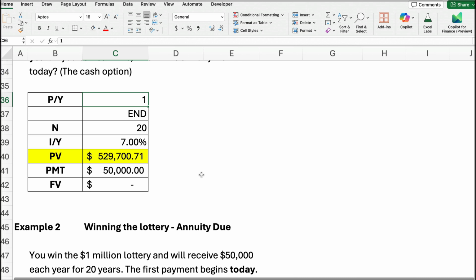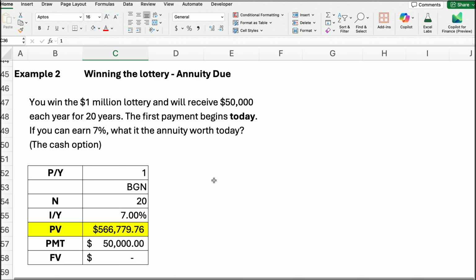Now, the only thing that changes in example 2 is that the first payment begins today. We've assumed that the first $50,000 payment is 1 year from now and then the next 19 years. And what's it worth today? Well, what if you receive the first payment today of $50,000 and then 19 more? The next one is a year from now. So you moved everything up 1 year to today. What is it going to be as the present value? Well, it looks like it's going to be $566,000.